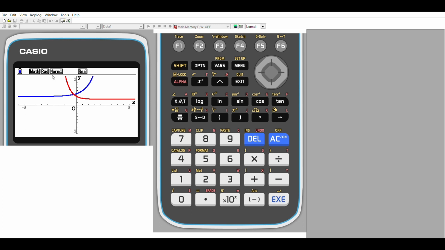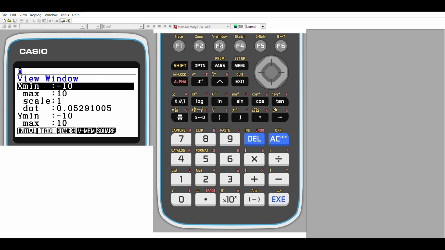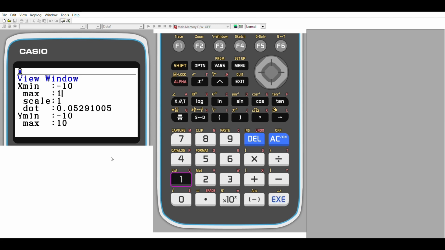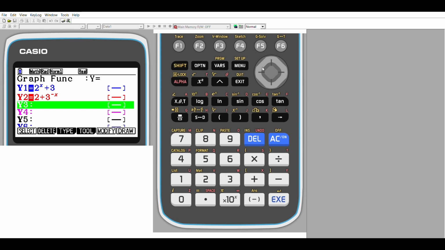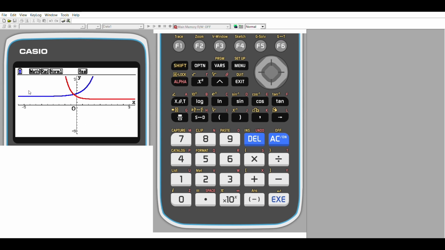If you're not able to see this correctly, you should go to Shift V-Win and change. Maybe you could put it like it is here, right? From x min would be negative 10, x max would be 10, and the scale 1. Y min, same thing, negative 10 to 10, scale 1. Then you draw, and here you have the blue one is the first function, the exponential growth, and the red one is the second function, the exponential decay. So we want to find the intersection point.